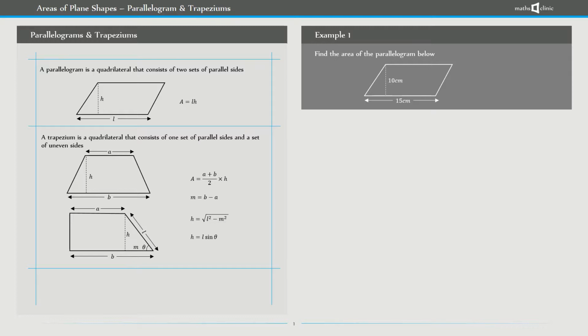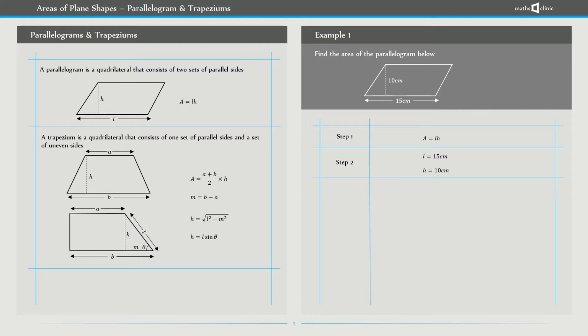We have the horizontal length as 15 cm, and we have the vertical height as 10 cm, and we go ahead and solve that quite simply. The first thing we need to do is identify the relevant formula. Very simple formula: A equals LH. Okay, identify our parameters. We have that L is 15 cm, i.e. the horizontal length, and H, the vertical height, is 10 cm.